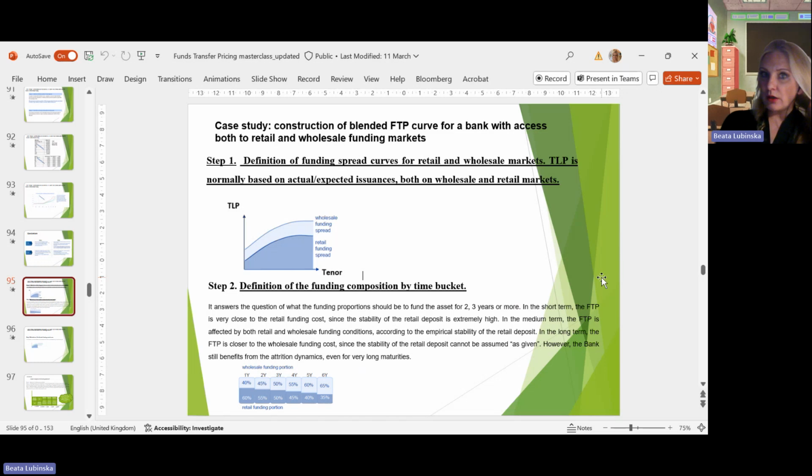So first of all, let's start with the situation where we have a portion of wholesale funding, and because we are also active on the capital market, we have an important retail funding base, which we know we need to include in our FTP curve construct. And we will try to find the composition of the funding structure by each tenor, by each time bucket.